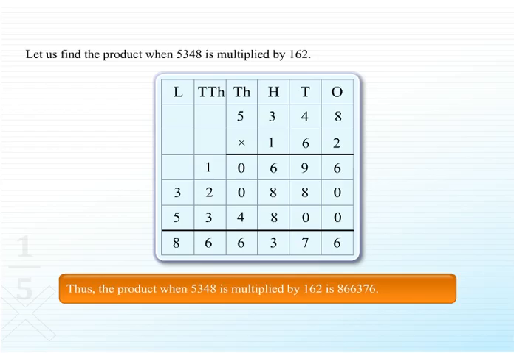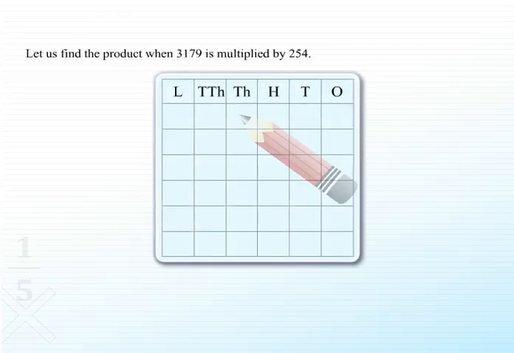Thus, the product when 5348 is multiplied by 162 is 8,66,376.